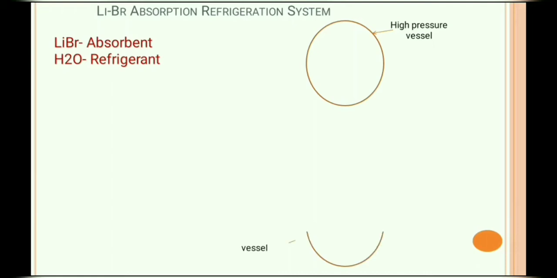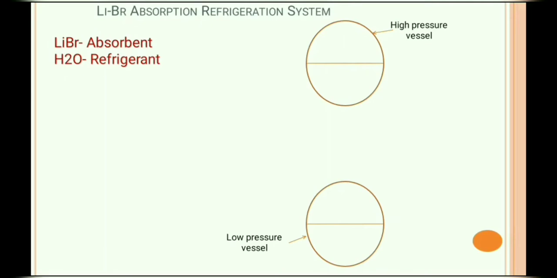It has two pressure vessels. One is said to be the high pressure vessel and the second one is said to be the low pressure vessel. These two pressure vessels are each divided into two parts. This line divides the pressure vessel into two parts, and this line divides the other pressure vessel into two parts.